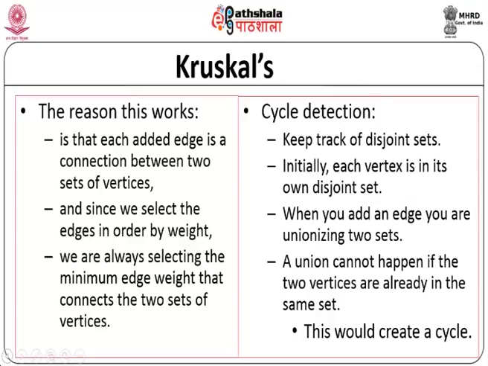So, you keep track of the disjoint sets; initially, of course, each vertex is in a disjoint set. Now, when you add an edge, you are trying to unionize the two sets. You add an edge and combine the nodes of the two sets together. Now, as per definition, union cannot happen if the two vertices are already in the same set. So, that is how you find out there is a cycle. This union operation is an important operation of Kruskal.